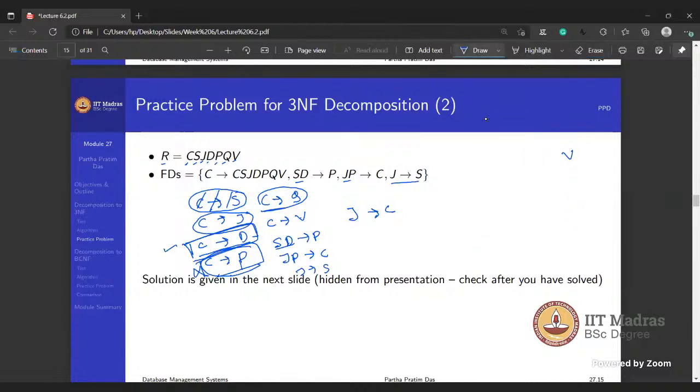Okay. Then we have to check whether this is an extraneous functional dependency or not. So without the help of C determines V, we have to find the C closure. So what will we get?